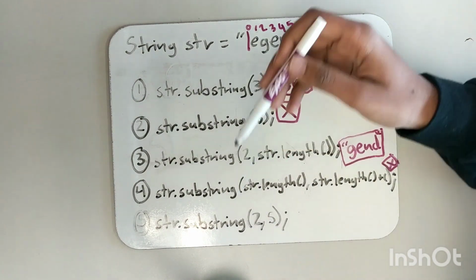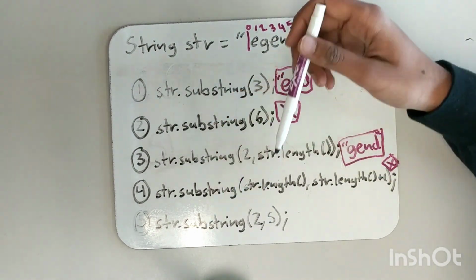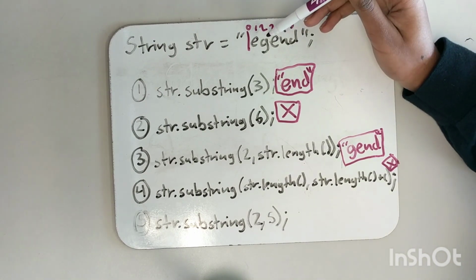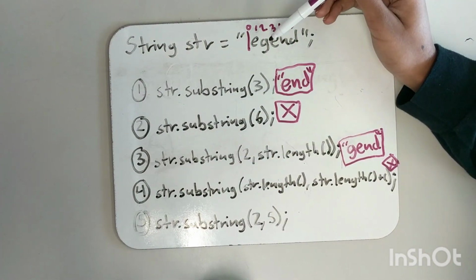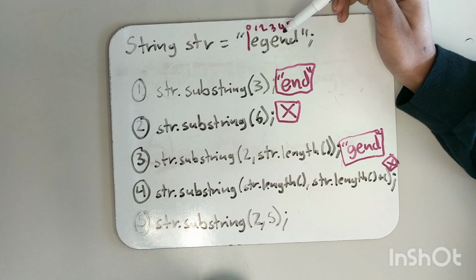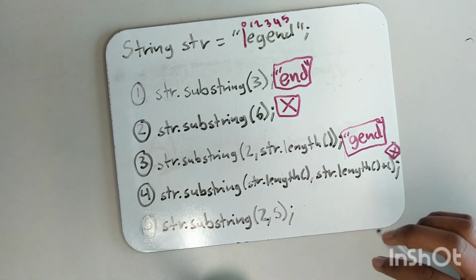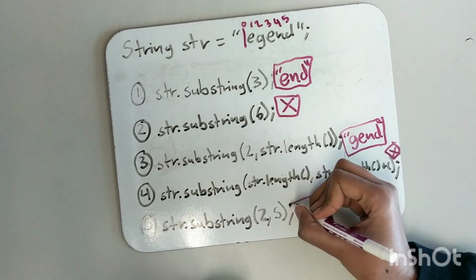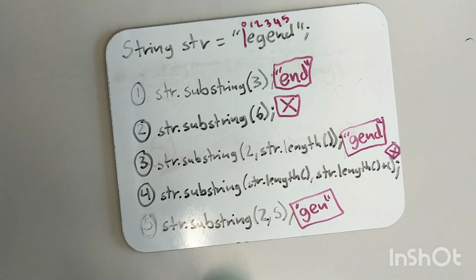And finally, we have a normal example of the two-parameter one. We have str.substring from index 2 to index 5. Both of these indexes are inside the string, so it's good. This substring is going to start from index 2, which has the character G, and go all the way to index 5 minus 1, so that'd be index 4. So it's just going to return a substring that is this, gem. Altogether, those are some examples of the substring method.